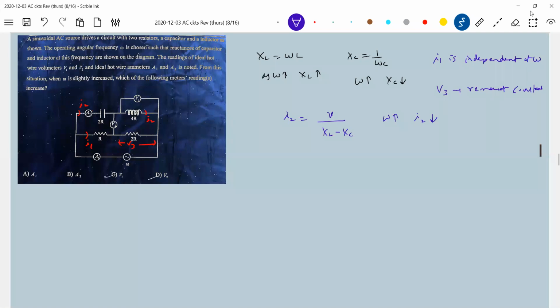So omega is slightly increased is telling. So if I increase it, V1 I will write it. V1 is I2 into XL. I should underline like this.